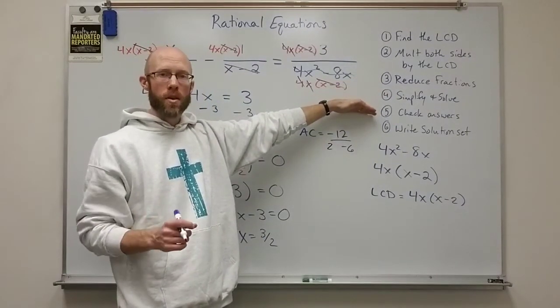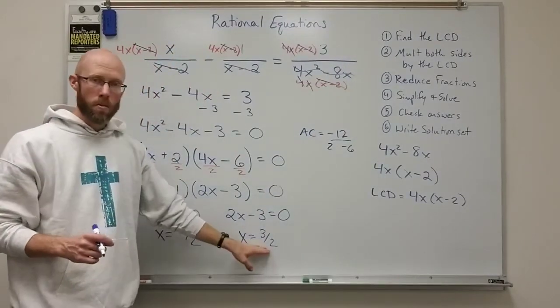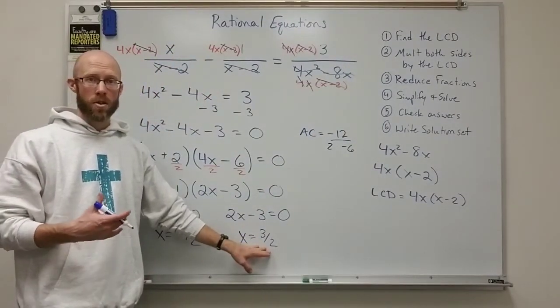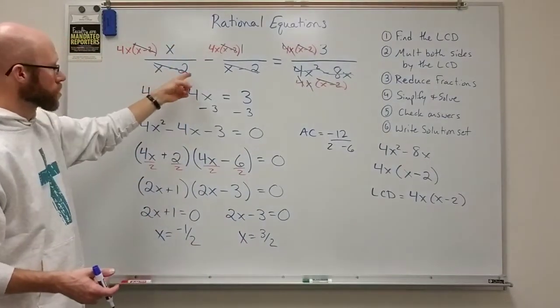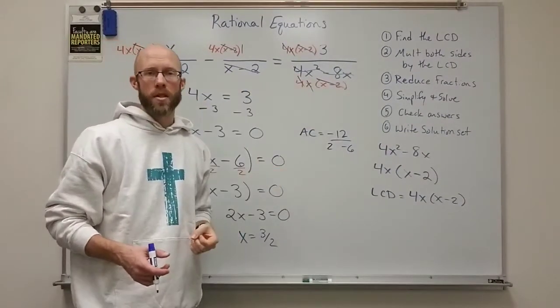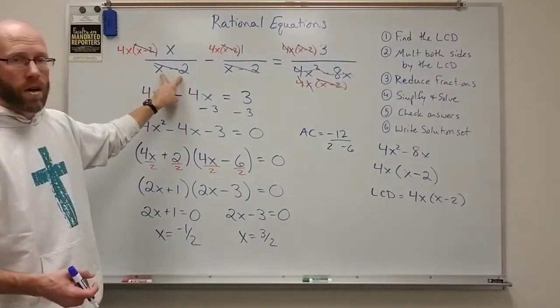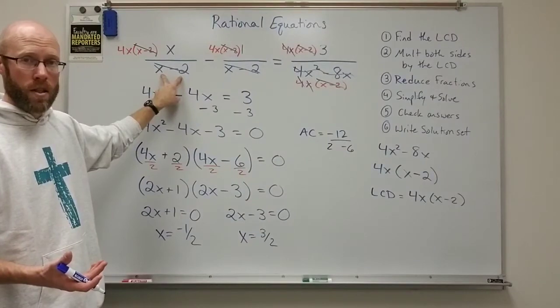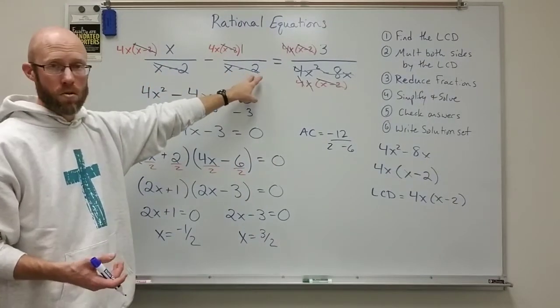And remember, the main thing here is to check and make sure that neither of these numbers make the denominator 0 in the original equation. Well, if I look at the original equation, there's only a couple things that would make the denominator 0, right? This first one, a 2 would make the denominator 0 because 2 minus 2 is 0. Here the same thing, 2 minus 2 would be 0.